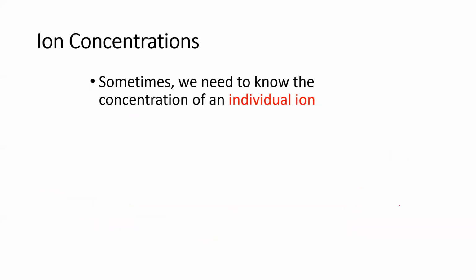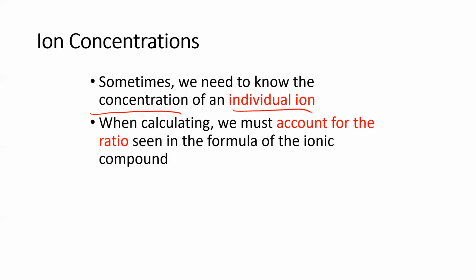What you have to realize, though, as we talked with ionic compounds, strong acids, and strong bases, they completely dissociate. And when they dissociate, you actually have a concentration of individual ions. So we have to account for the number of ions based on the ratio in the chemical formula.